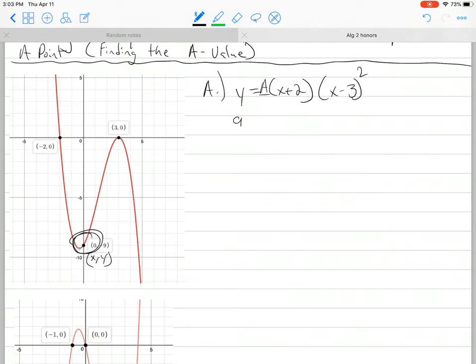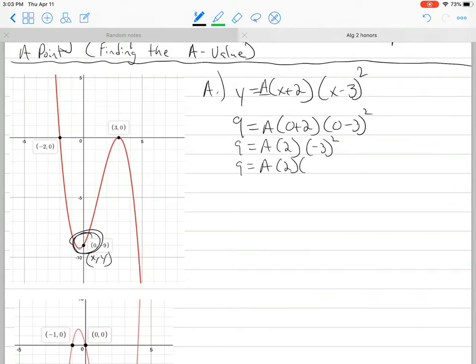So in place of y, I'm going to put a 9 equals a times 0 plus 2 times 0 minus 3 squared. 9 equals a times 2 plus negative 3 squared. 9 equals a times 2 times negative 3 squared, which is 9. And finally, 9 equals a times 18. So a times 18 equals 9. Divide by 18.